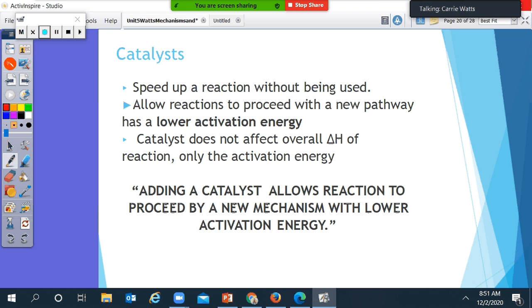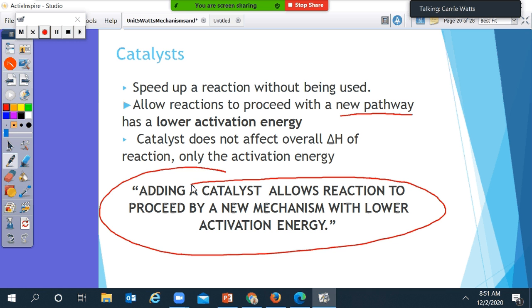All right. It allows the reaction to proceed with a new pathway. This is really important. It gives an alternative pathway, a new mechanism, with a lower activation energy. Now this is very important: it does not affect the overall energy of the reaction. It does not change anything about the total energy of the reaction, only the activation energy. It lowers it.